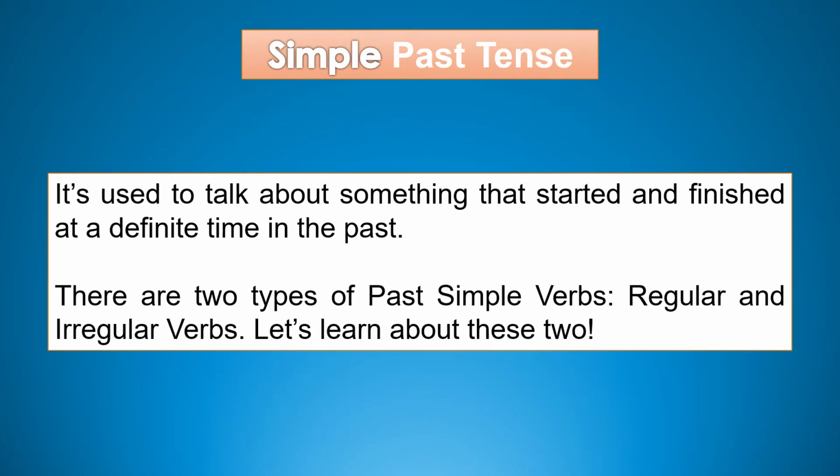Now we are going to learn what is simple past tense. Simple past tense is used to talk about something that started and finished at a definite time in the past. There are two types of past simple verbs, regular and irregular verbs. Let's learn about these two.